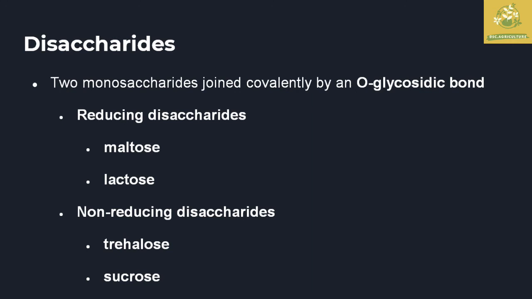Reducing disaccharides can be easily broken down into two monosaccharides, whereas non-reducing disaccharides cannot be easily broken down. For reducing disaccharides, examples are maltose and lactose, and for non-reducing disaccharides, examples are trehalose as well as sucrose.